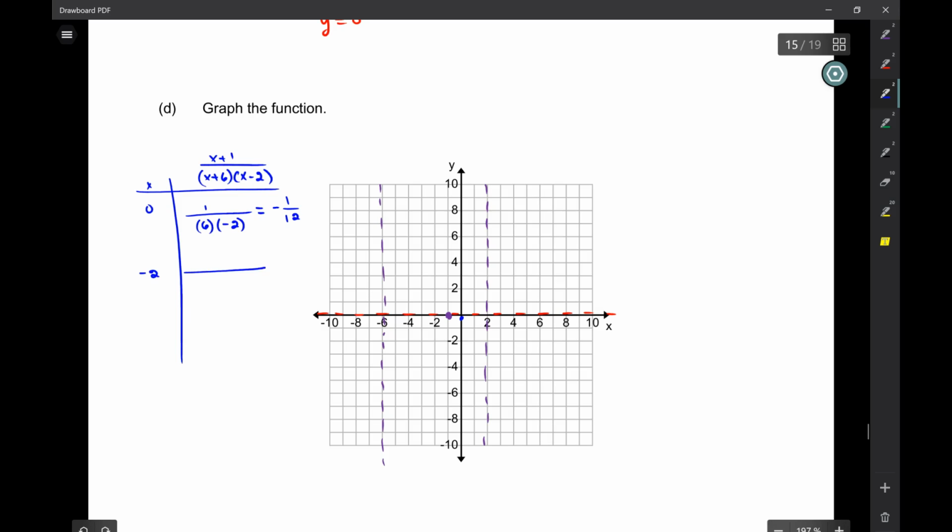If I do -2, what do I have on top? -1 over what on the bottom? 4 and -4. So how much is that? 1/16, and that's a positive 1/16. So right there. Okay, so do you see how it's got to look that way?